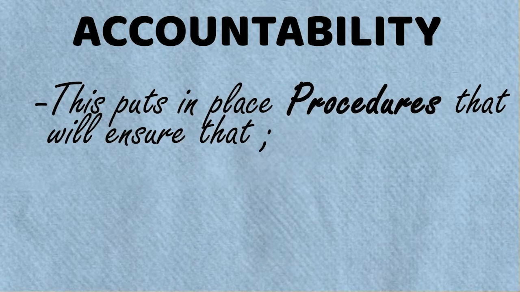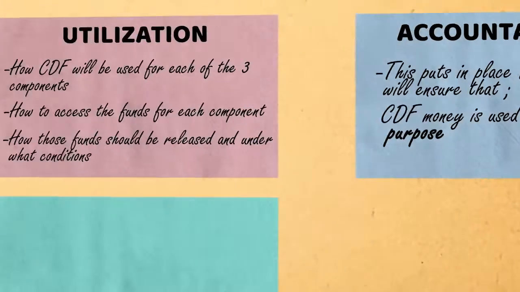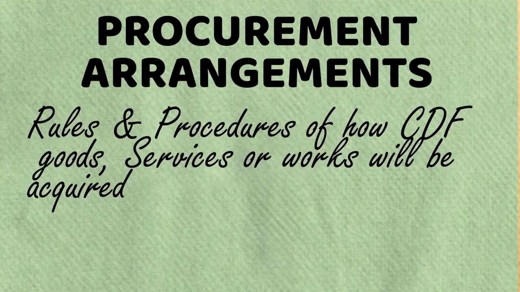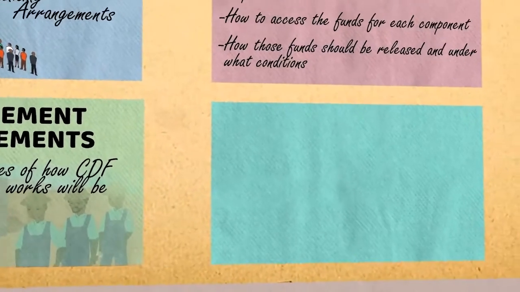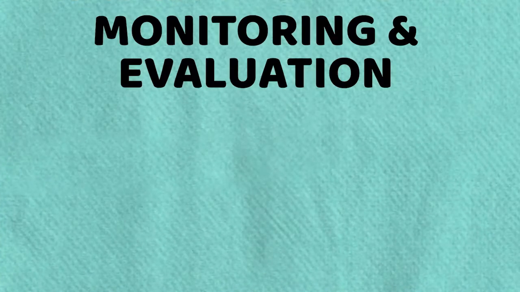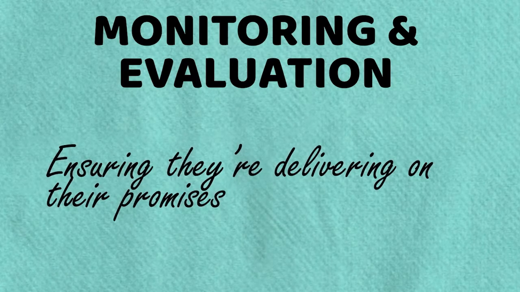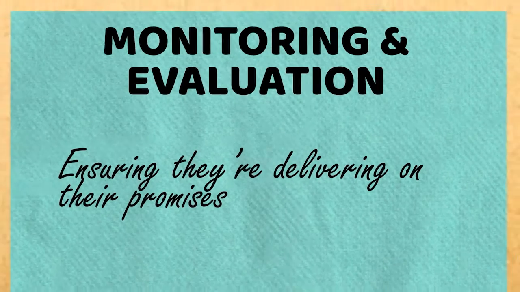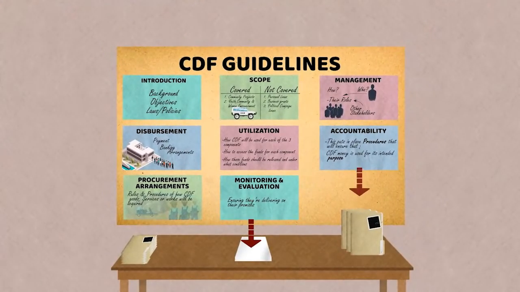Part 6. Accountability of the Constituency Development Fund. This puts in place procedures that will ensure that CDF money is used for its intended purpose. Part 7. Procurement arrangements. This sets the rules and procedures of how CDF goods, services, or works will be acquired. Part 8. Monitoring and evaluation. The final part sets how CDF activities will be monitored and evaluated to ensure that they are delivering on their promises. The guidelines end with all the forms required, among other things, to apply for the several components provided under the CDF guidelines.